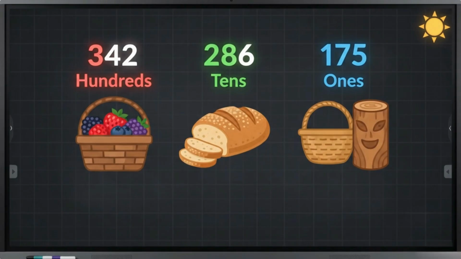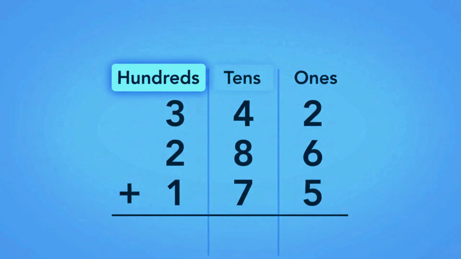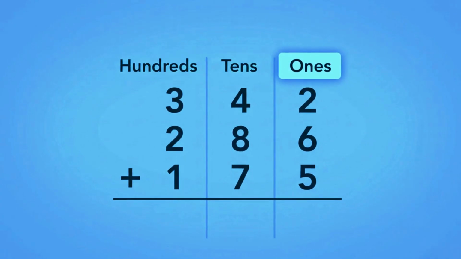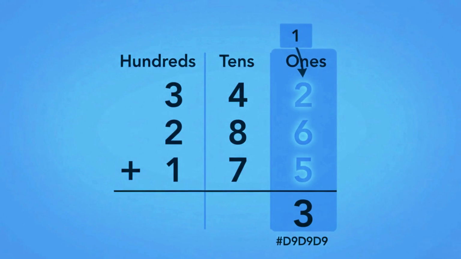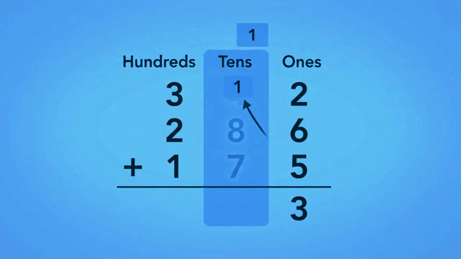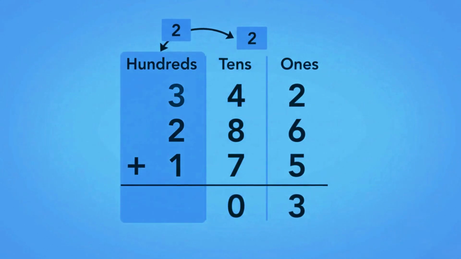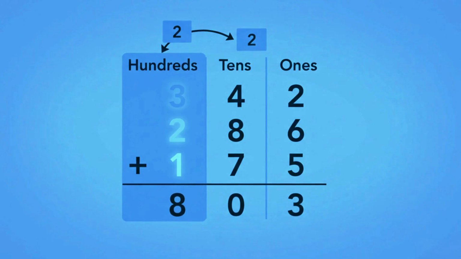We literally just stack all 3 numbers in their proper place value columns. Let's add up the ones. 2 plus 6 plus 5 equals 13. Keep the 3, carry the 1. Now the tens. 1 plus 4 plus 8 plus 7 equals 20. So what do we do? We just write down the 0 in the tens column, and we carry our 2 bundles of 10 right over to the hundreds column.